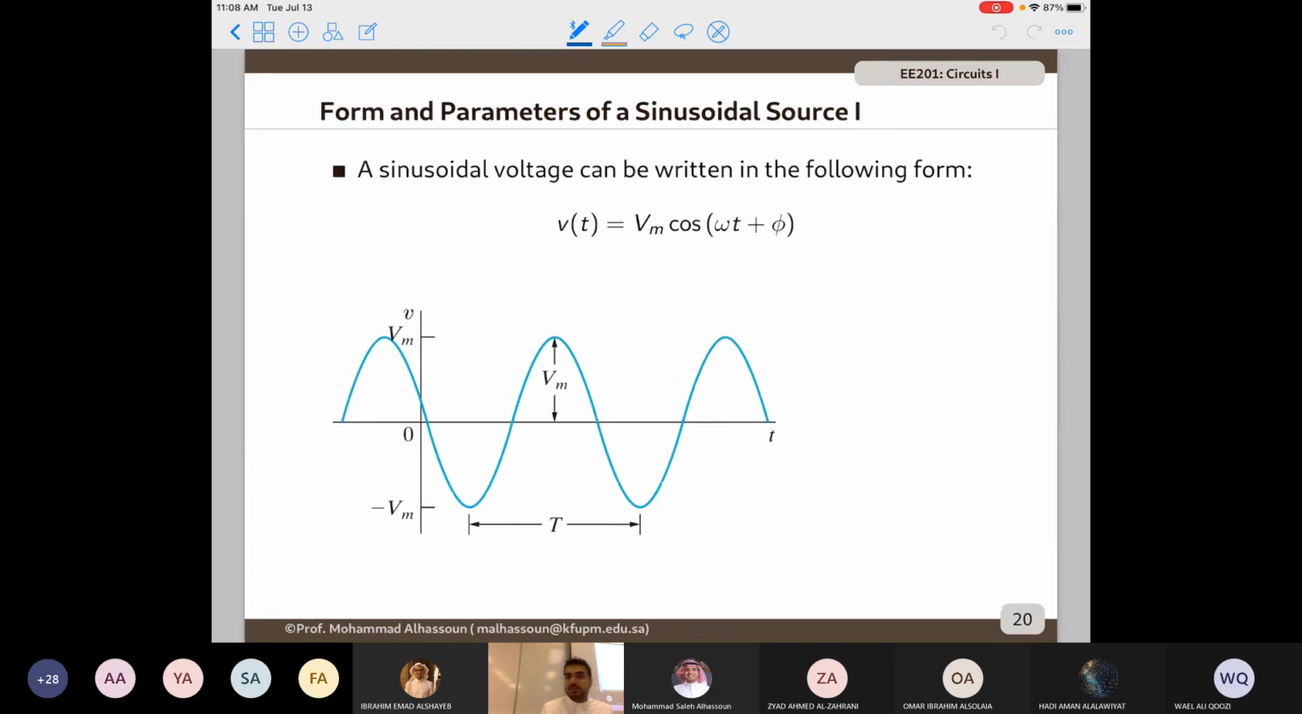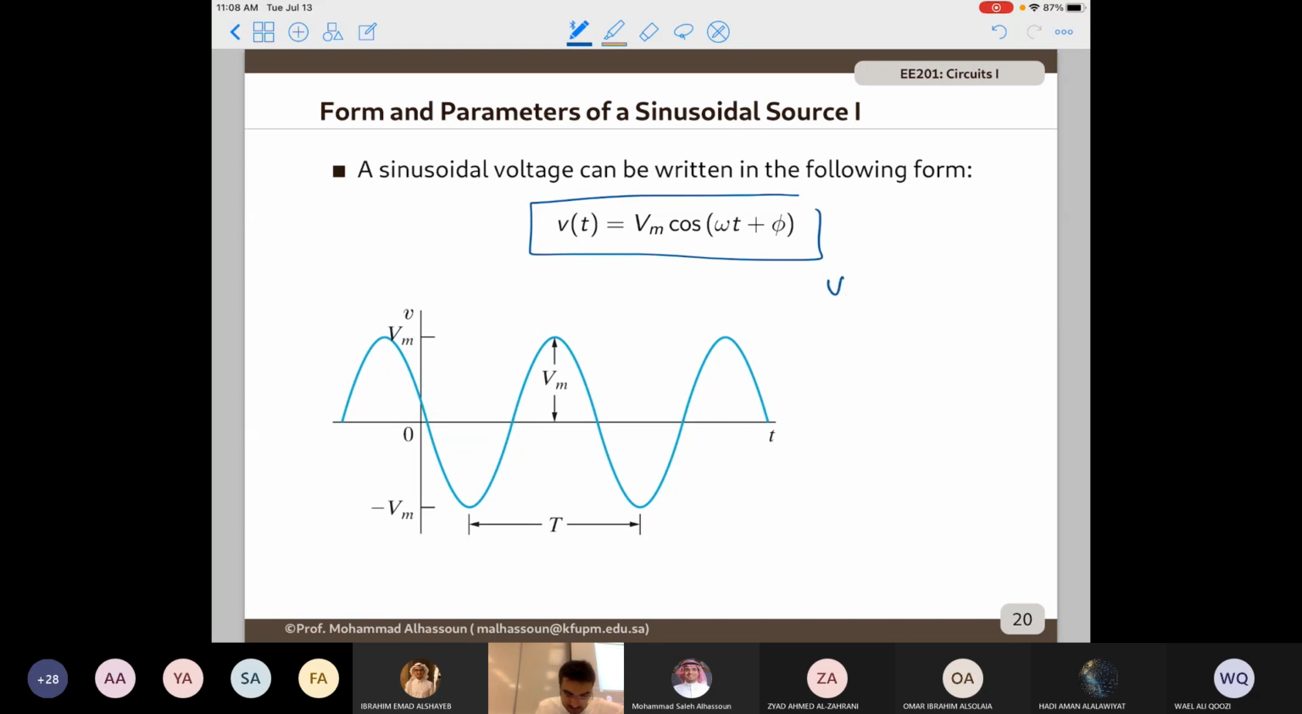So what is a sinusoidal source? A sinusoidal voltage is a voltage that, if you plot it with respect to time, can be represented with the following equation. So let's dissect this equation, v(t) equals Vm cosine(omega t plus phi), and let's analyze each component individually.